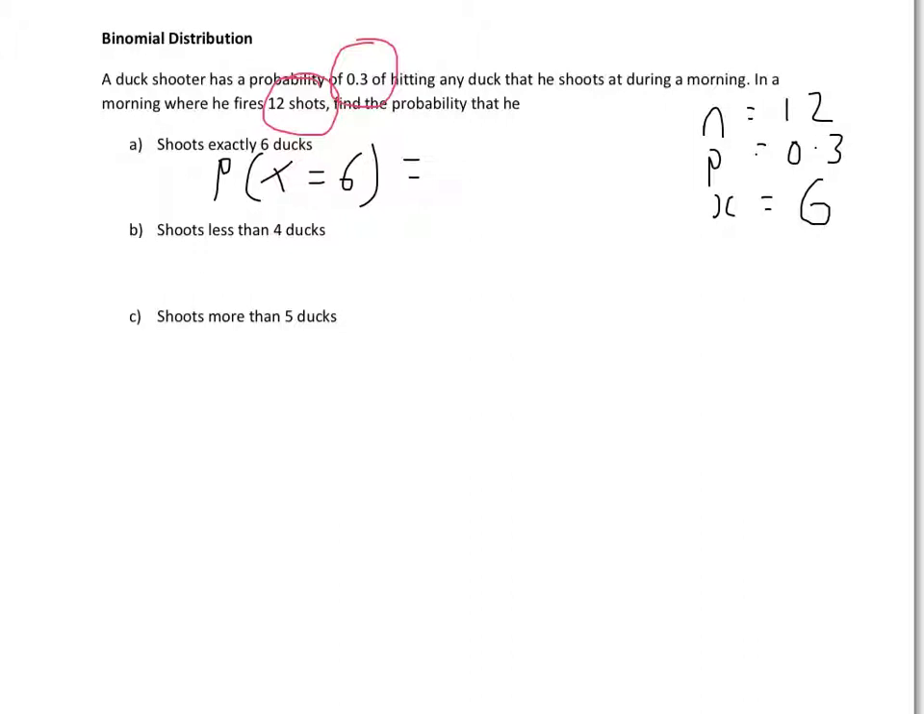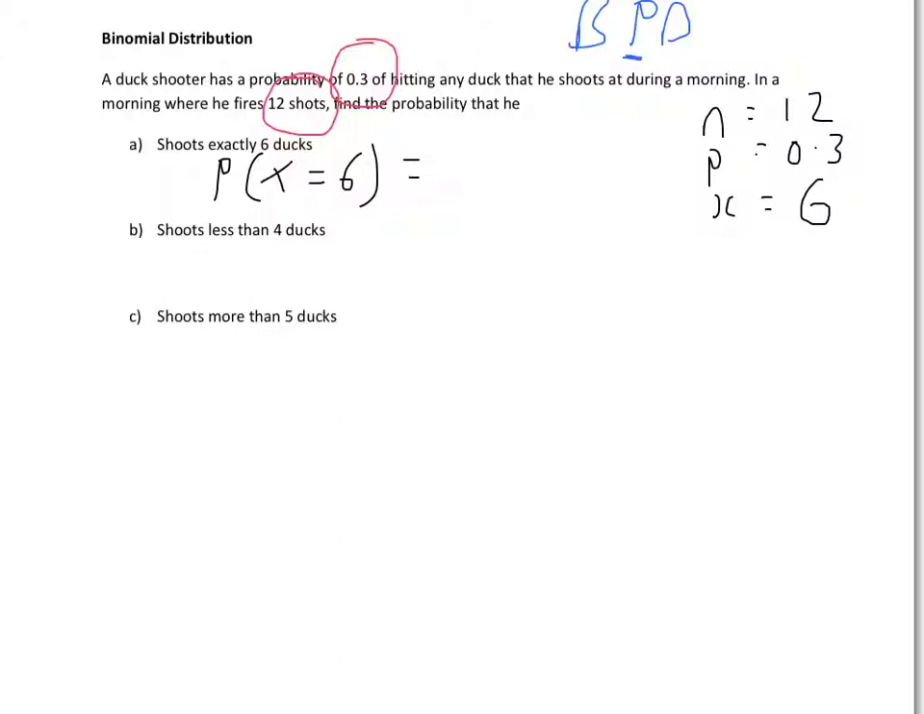or you're welcome to go into your graphics calculator and use B, P, D. Now why is it BPD? Because it's at a point. It is exactly that number. Okay, so x is equal to 6.